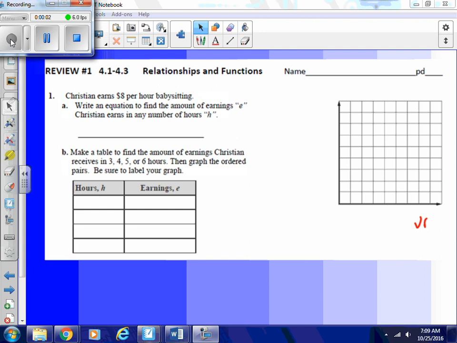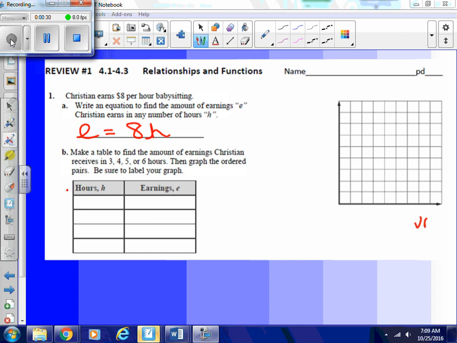This is our review for quiz 4.1 through 4.3, relationships and functions. Number 1, Christian earns $8 per hour babysitting. Write an equation to find the amount of earnings E that Christian earns in any number of hours each. Well, Christian's earnings are calculated by the $8 that he earns times every hour that he works. That's our equation. Our number of hours goes in this table here for part B.